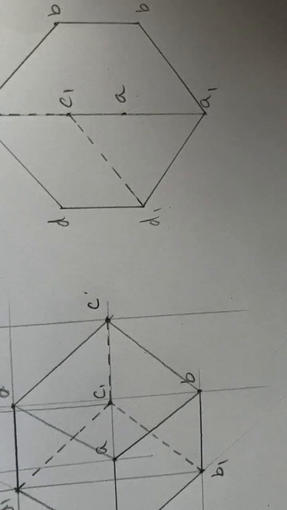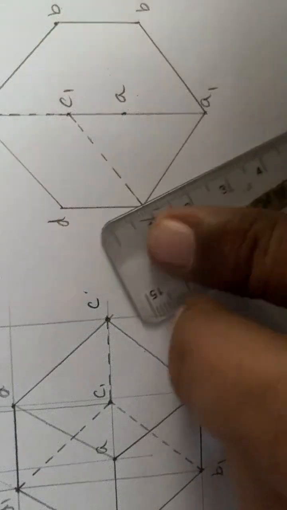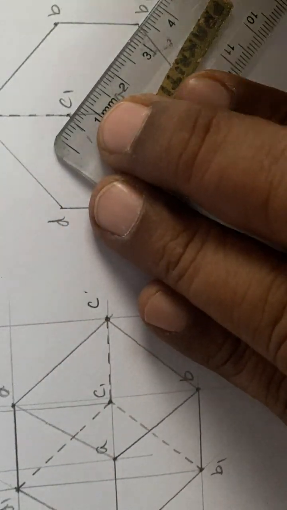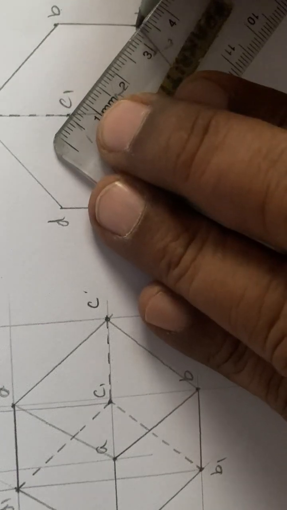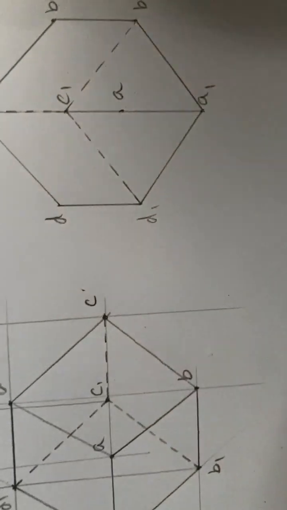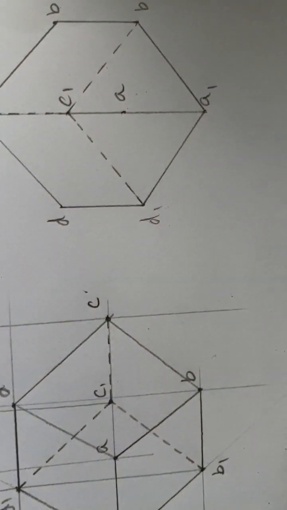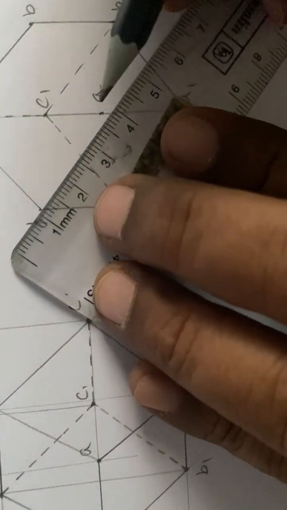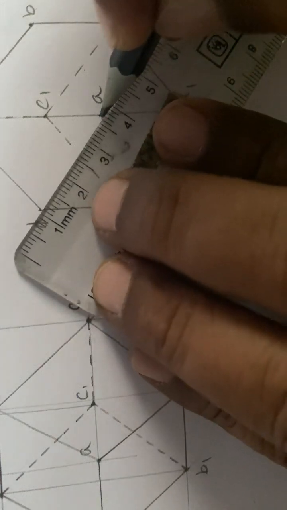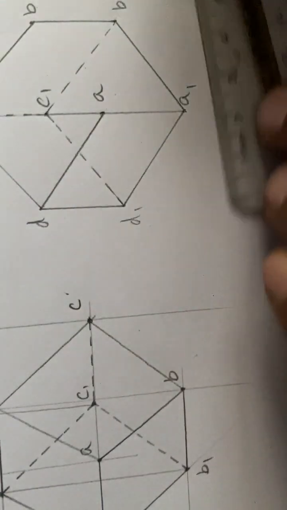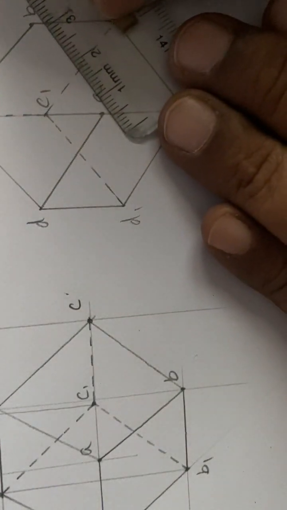Now that we have drawn C and C1, they are connected. C1 and B1 have to be connected. Okay, so let us connect this. Now you need to join E and D, the solid line. Okay. We'll join A and B, solid line.